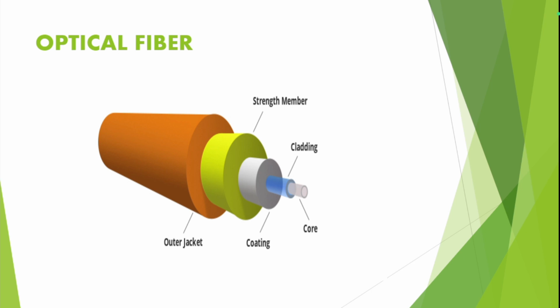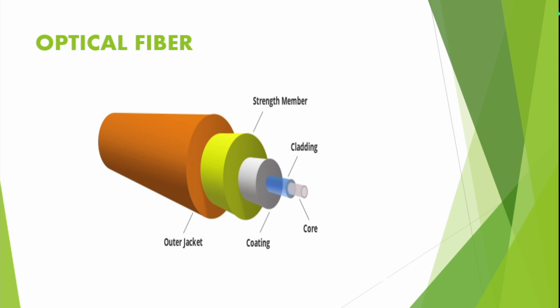Next, this diagram indicates the structure of optical fiber. Here some components are there. First is the core component, which is the inner part. Next, the cladding, the yellow part is the strength member, and the last one is the outer jacket.